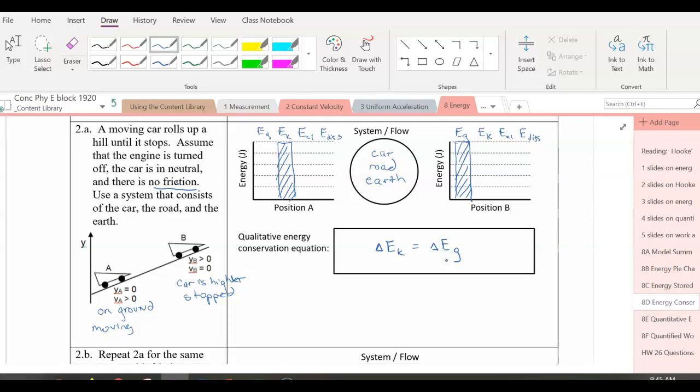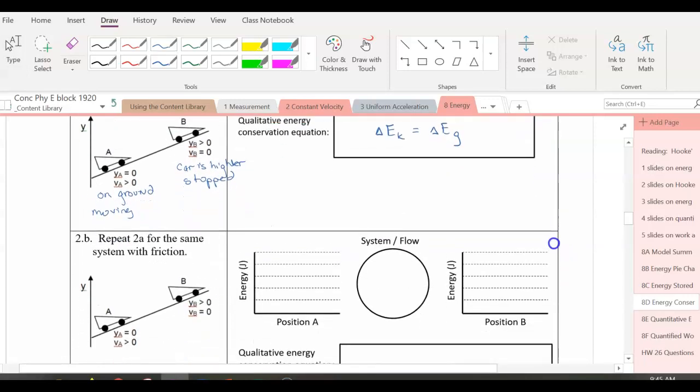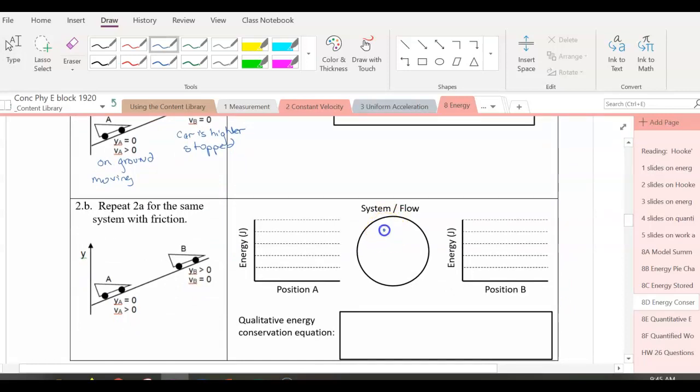Okay, let's go on to part 2B, which is the same situation, except now there is friction. So our system is the car, the road, and the earth. And again, at the beginning, all of the energy is kinetic energy because it is on the ground at a height of 0, but it's going fast. And at the end, it is much higher. So I have gravitational energy. I have no kinetic energy anymore.